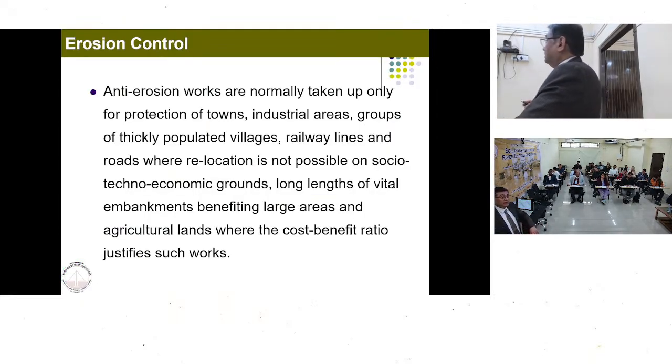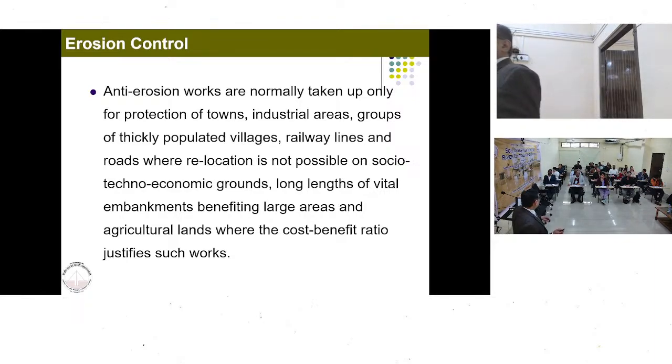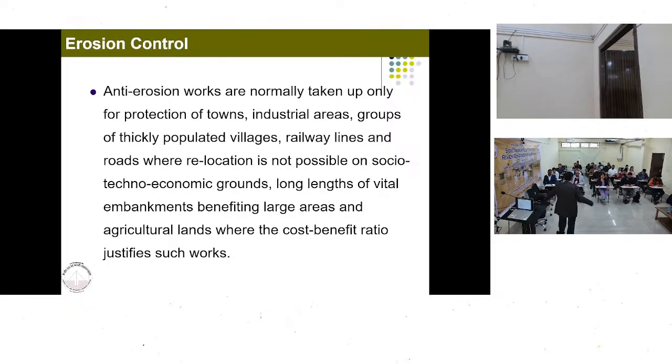Anti-erosion works are only taken up to protect the townships. We are not protecting the whole river or the whole waterway. We are only protecting regions where we are living. This is how the human race works; the human race protects itself only. There are jungles, and we are not giving protection around the villages which are near the river. That is how we are working.